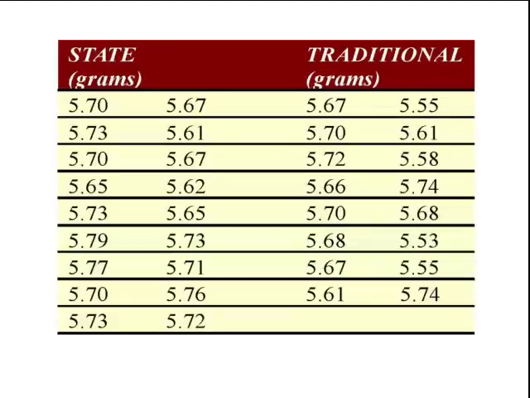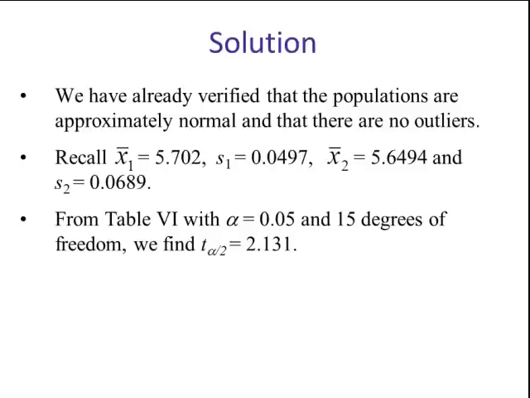If you recall from the last video, here's our raw data for state quarters and traditional. We're going to use these two data sets to construct a confidence interval for the mean difference. We have already verified the populations are approximately normal and there are no outliers by our probability plot and box plot. X bar of state quarters is 5.702 with a sample standard deviation of 0.0497, and X bar for traditional quarters was 5.6494 with a sample standard deviation of 0.0689.